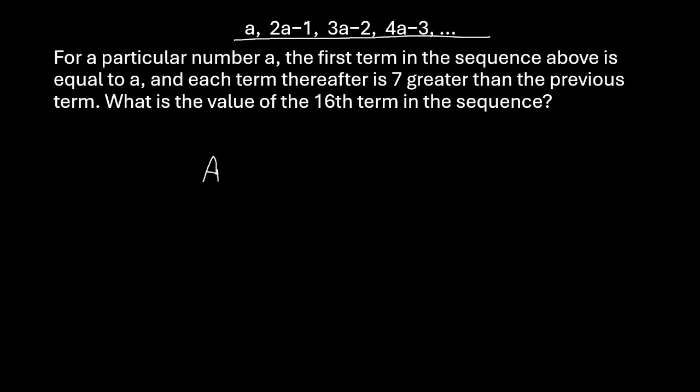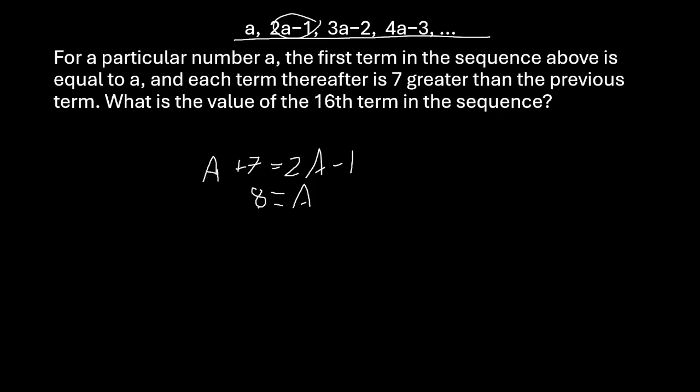So what do we know? This 2a minus 1 is 7 greater than a. So a plus 7 would be equal to 2a minus 1. So now we have an equation. Subtract a, it will be only a. Add 1, it will be 8. So a would be 8.